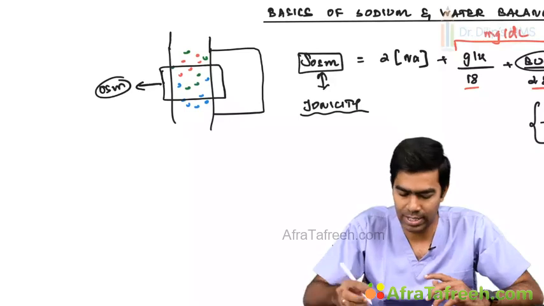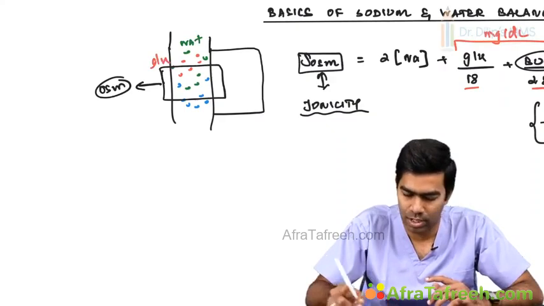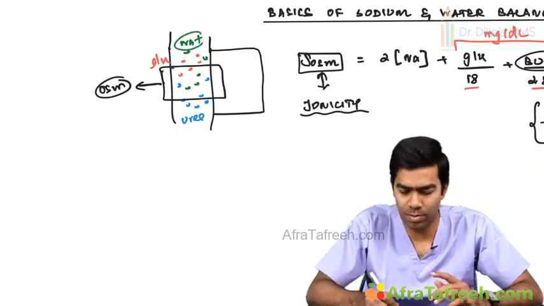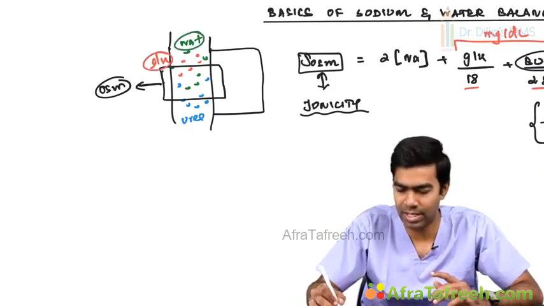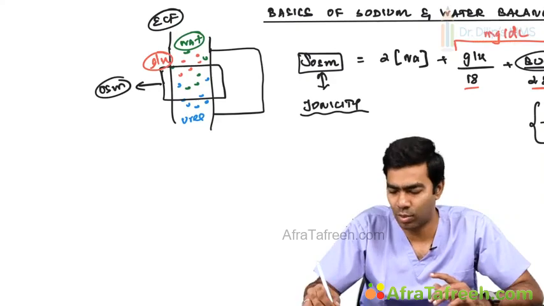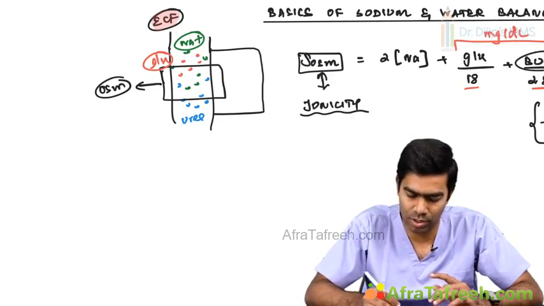So the total number of osmoles may not exactly predict the tonicity of a solution. Let us see how. For example, let us take this green as sodium, this red one as glucose, and this blue one as urea. For the time being, understand that sodium and glucose are extracellular compounds. They are not going to cross the compartment predominantly. They are not going to go into the intracellular compartment.